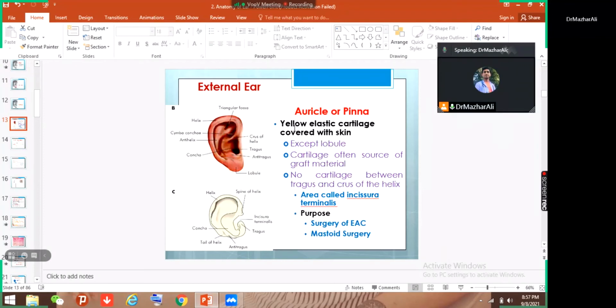Then there is a non-cartilaginous part between the tragus, antitragus and the crus of helix. So this is the crus of helix and this is the tragus. There is no cartilage, so that area we call the incisura terminalis. What's the purpose? It is used in surgery of the external ear canal or mastoid surgery. It is just a pathway for the surgeon to go into the middle ear.